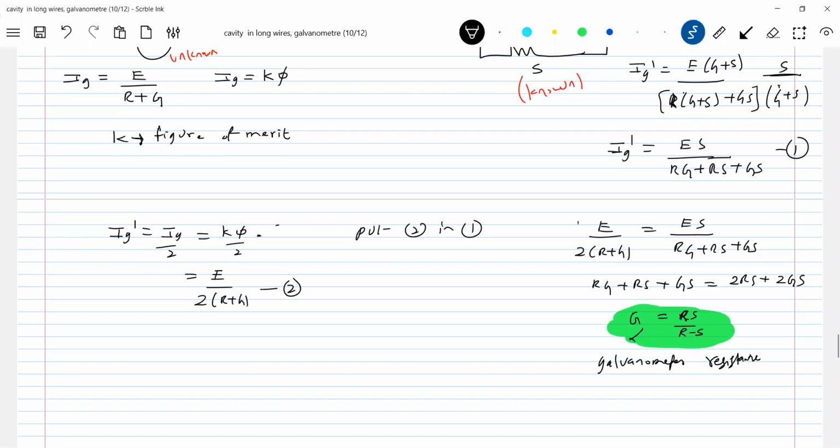And now the figure of merit. What is it now? I came to know Ig, no? I'll use these two equations. So as we know, now finding the figure of merit.